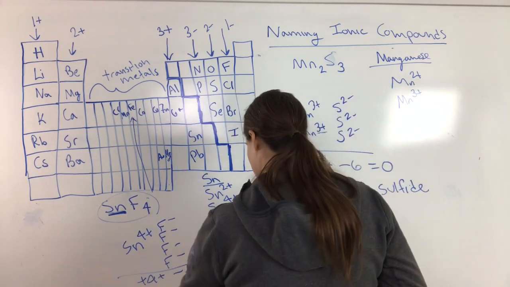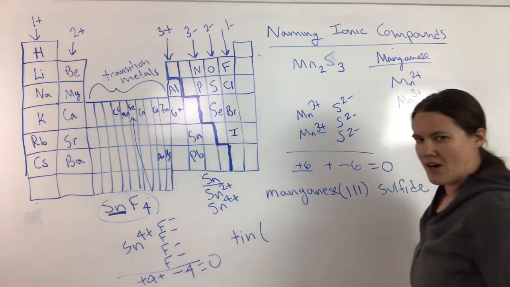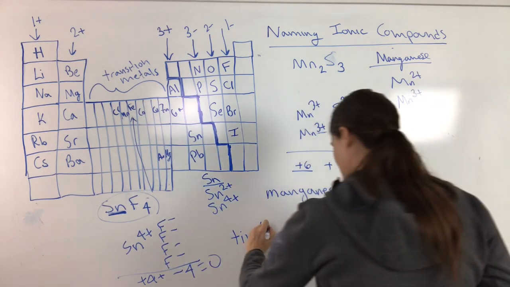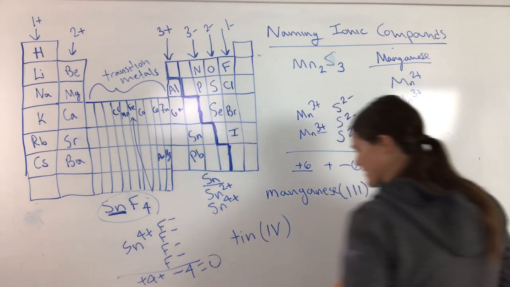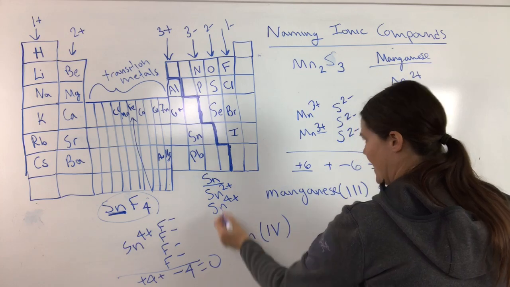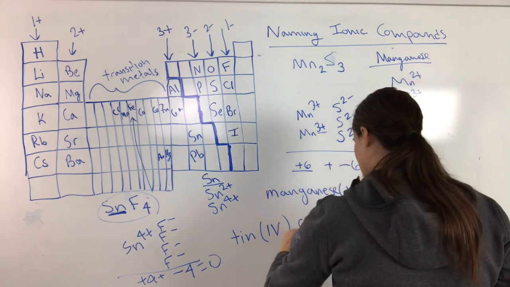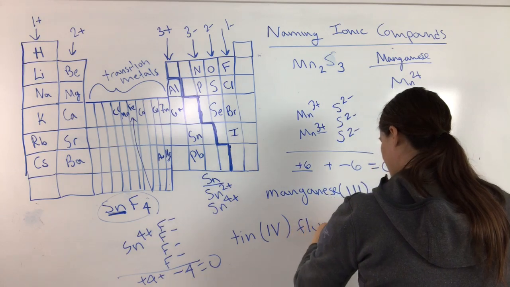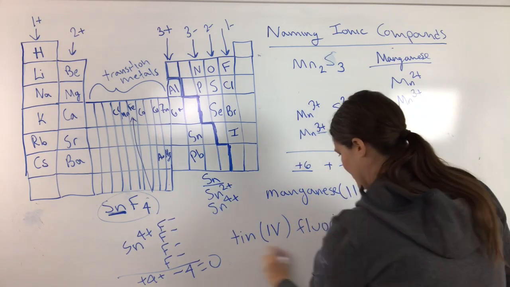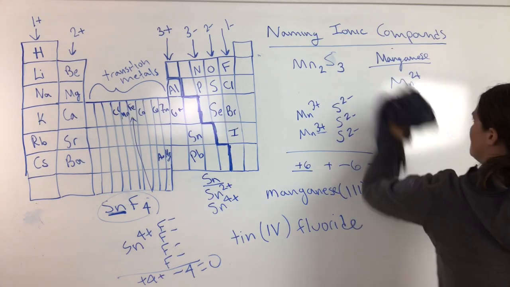So then how we write this is we have tin, and then we write the charge in Roman numerals. So 4 in Roman numerals is this. And so we have tin, and then we have fluorine, so we take the first syllable plus "ide". So we have fluoride, so tin 4 fluoride.